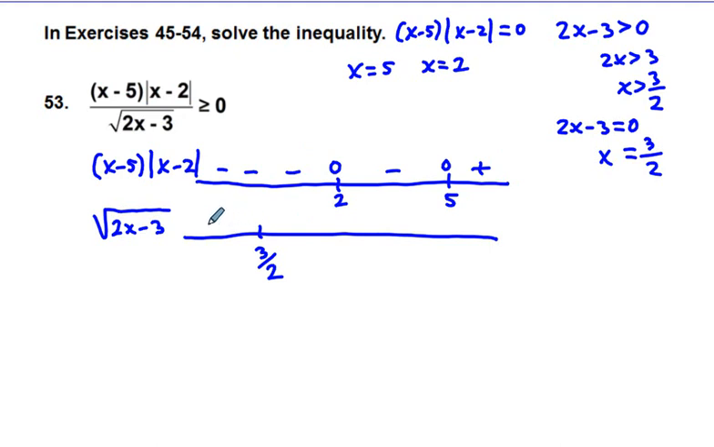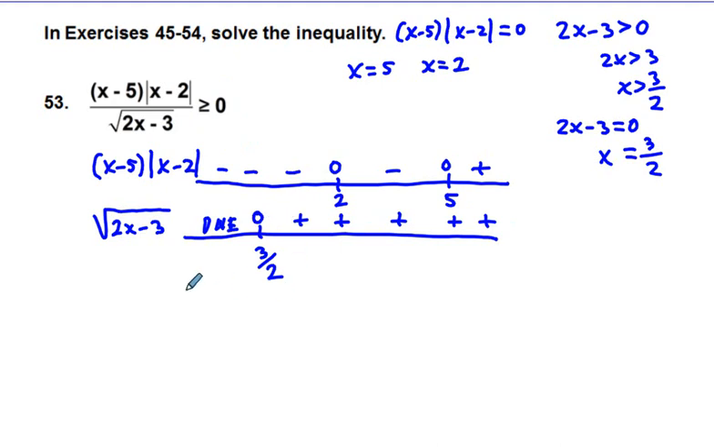Now for the denominator, to the left of 3 over 2 it does not exist, or let me write that as does not exist, and we have 0 right here, and then to the right we would have positive, and we'd have positive all the way, positive, positive, and we're looking for greater than or equal to 0.